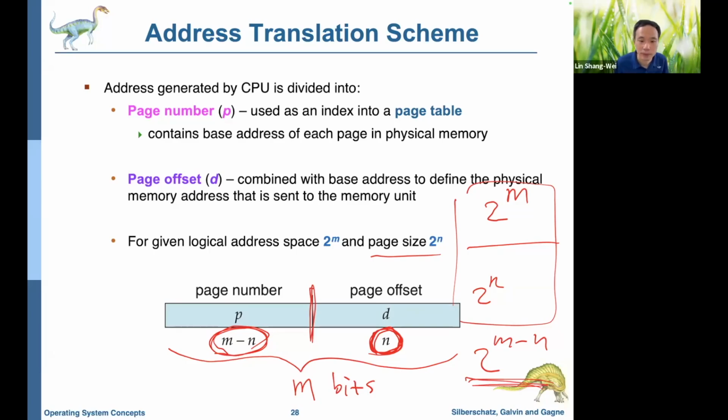Any questions? So if we have this setting, the number on the left-hand side will be your p, which we call the page number. And the right-hand side we call d. This will be your page offset, meaning that this number is the offset within this page. Any questions here before I move on?